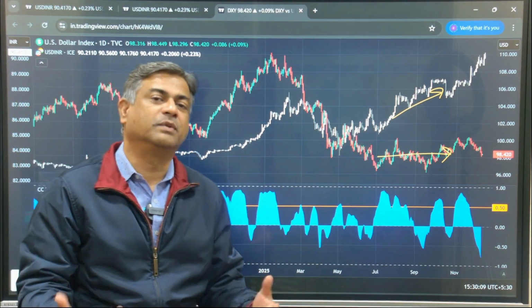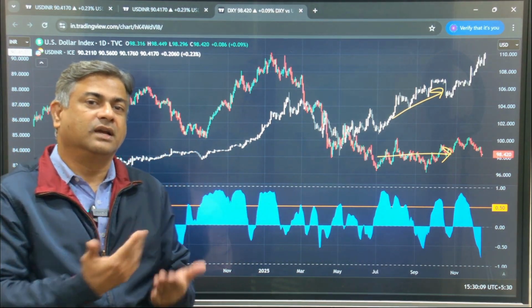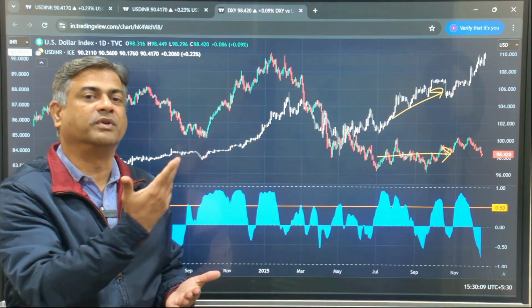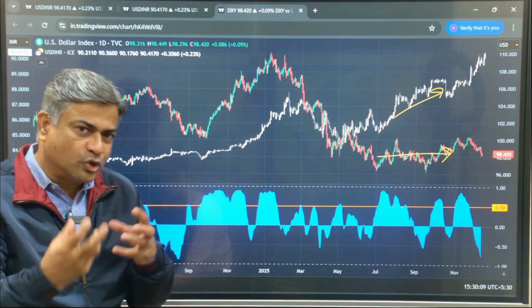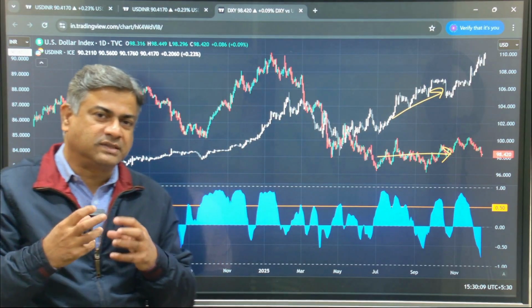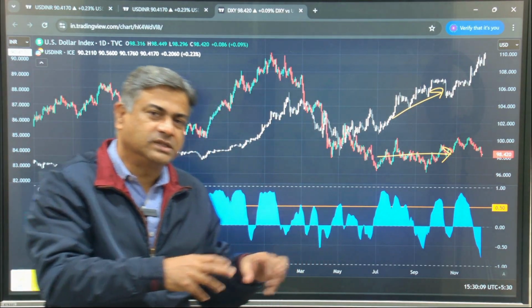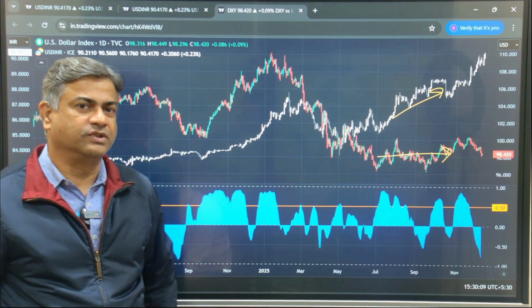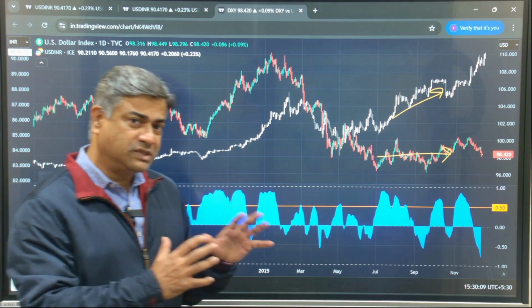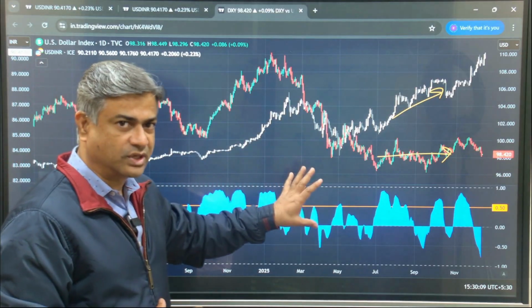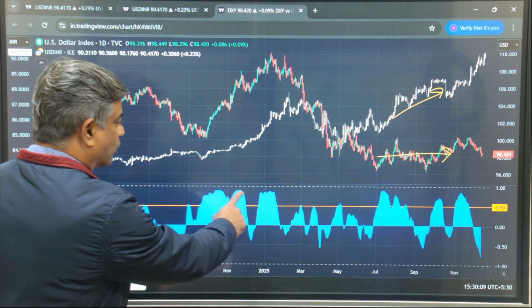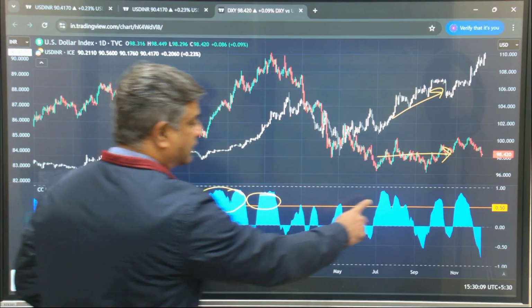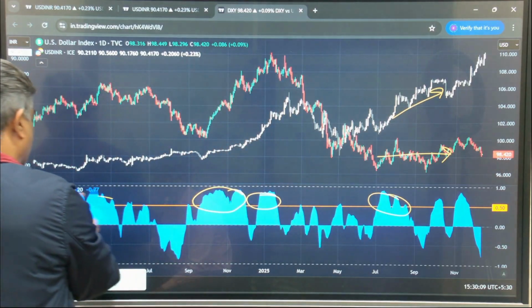Positive correlation simply means that if the dollar index goes higher, the dollar INR will also go higher and the rupee will be under pressure. So you are able to draw some important conclusions using this kind of correlation coefficient chart. But if you see the chart history, the correlation has been very high, consistently very high.